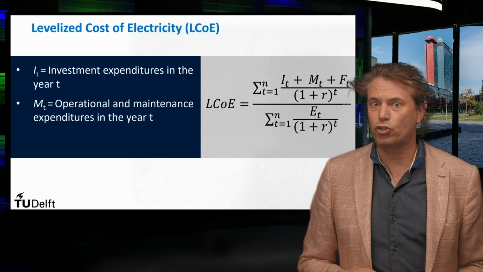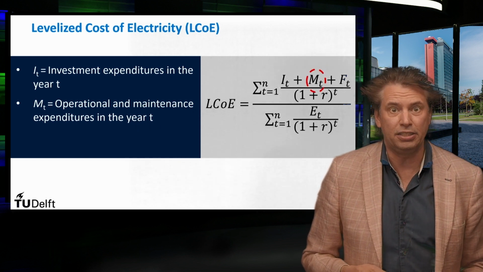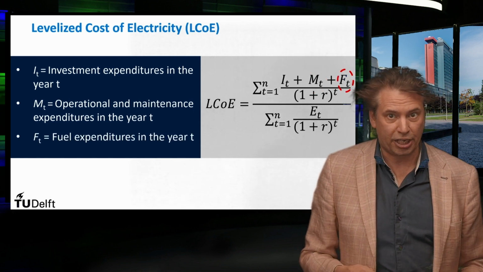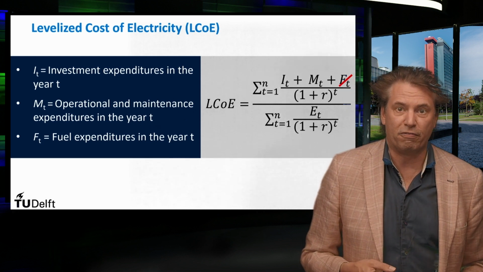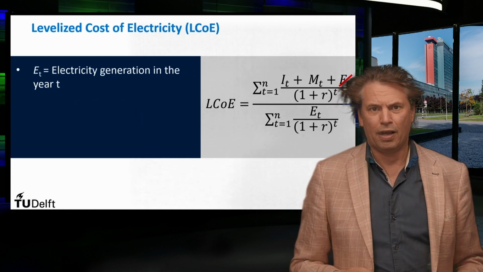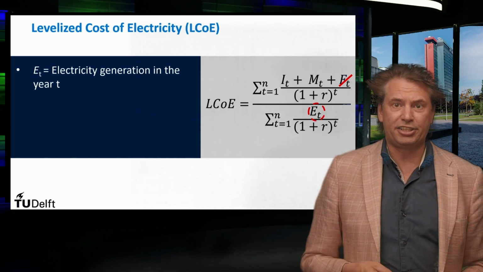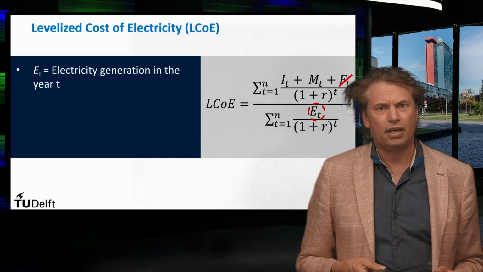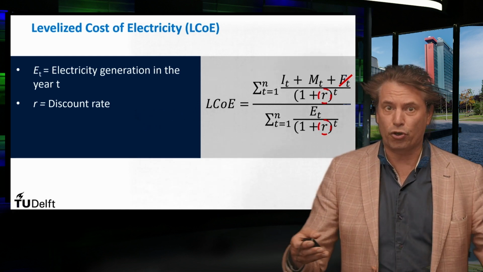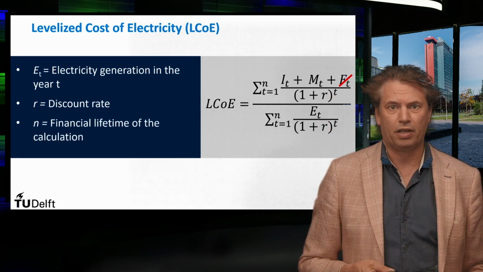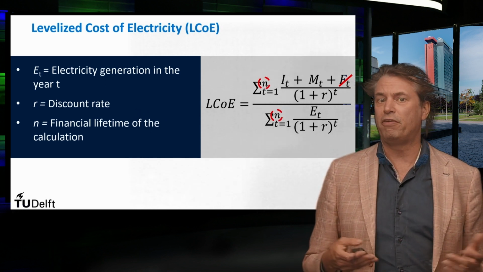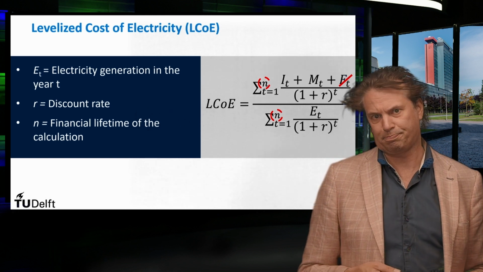The operational and maintenance costs over the year T are denoted by MT in the equation. FT denotes the fuel expenditures in the year T. And of course, for PV, fuel costs are zero since we get sun rays for free. ET is the AC yield generated in the year T, and R is the discount rate, which is a factor used to discount future costs and translate them into the present value. Finally, N is the financial lifetime of the system. The lifetime of a PV system is around 25 years.